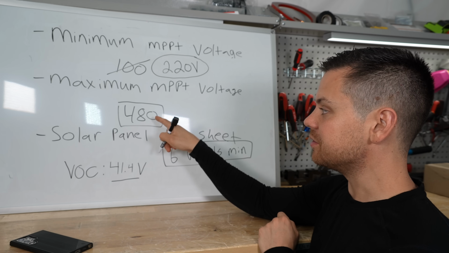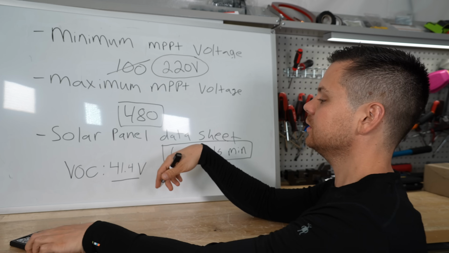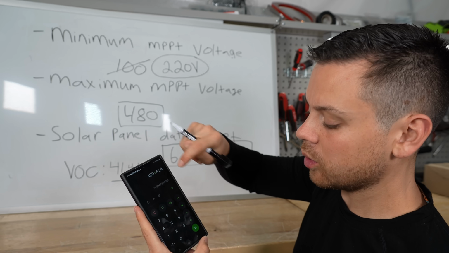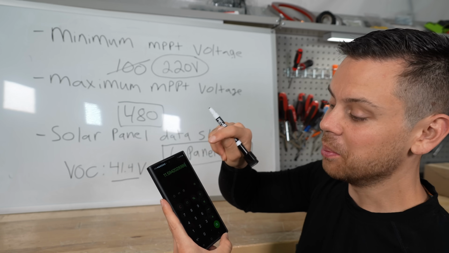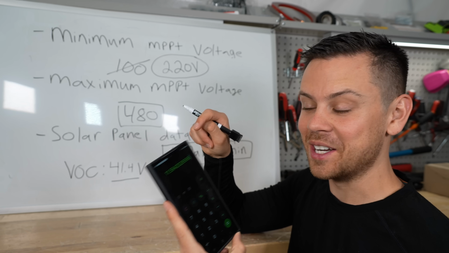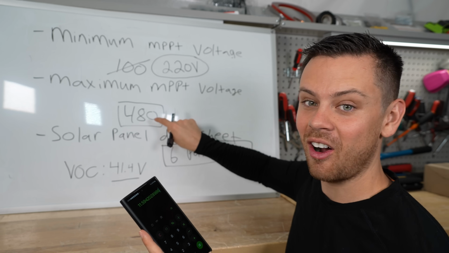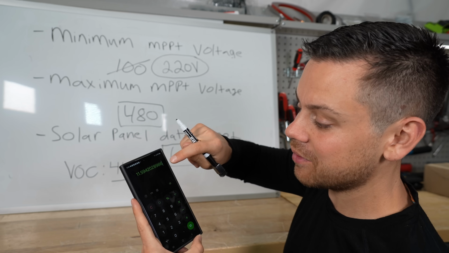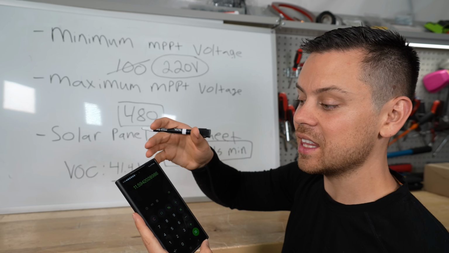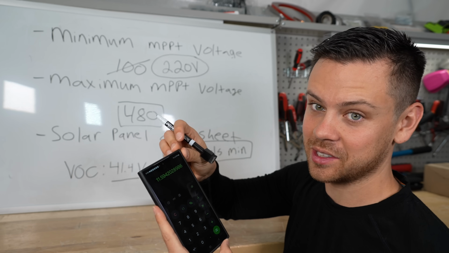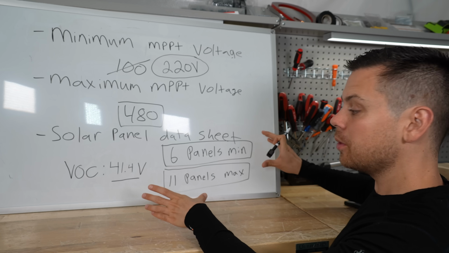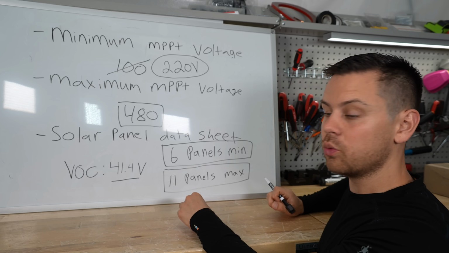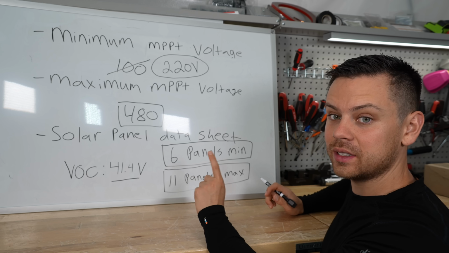So all we do is divide this number by the VOC: 480 divided by 41.4, and that gives us 11.59. But you do not want to round this number up because this is a hard limit. So instead of 11.59, we're going to say that you can only connect 11 panels in series. So 11 panels maximum.